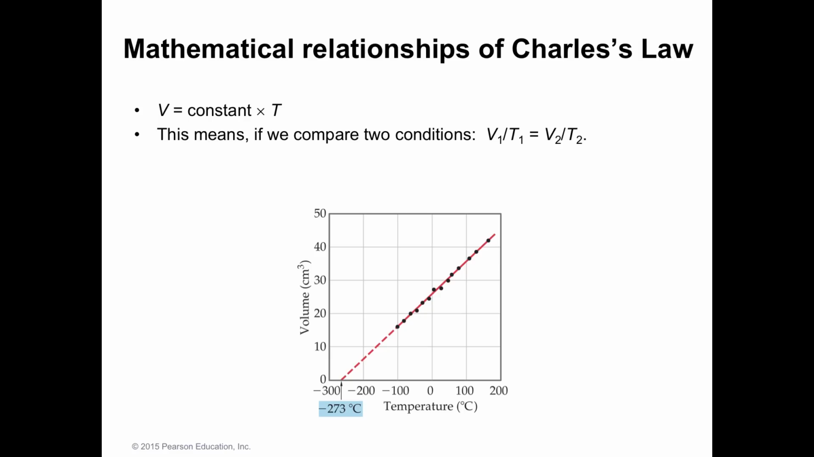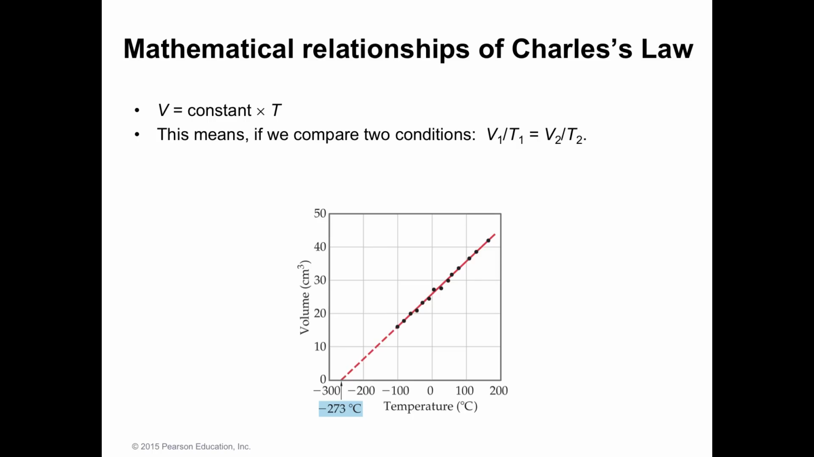So put in a mathematical way, we could say that the volume equals a constant times temperature. So since volume is a constant times temperature, that means if we compare the properties of a sample of gas under one set of conditions, a particular sample of gas, V1 divided by T1 equals a new volume divided by a new temperature. And it also means that if we plot volume versus temperature, we'll get a straight line. So that relationship between volume and temperature is known as Charles' law.